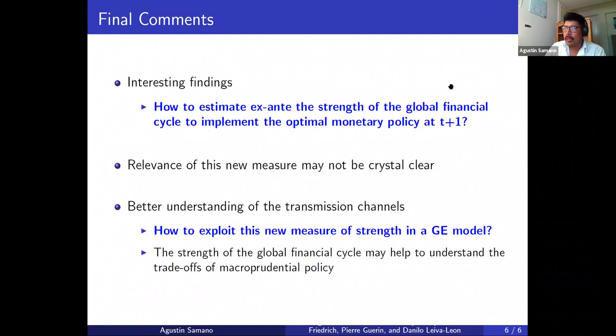And as a final comment, I would return to the question that I already raised: how can we use this new measure to inform optimal monetary policy? Something that we really need to do is to understand what the transmission channels are and see how we can exploit this measure of the strength of the global financial cycle and take it to the general equilibrium models on these capital flows.